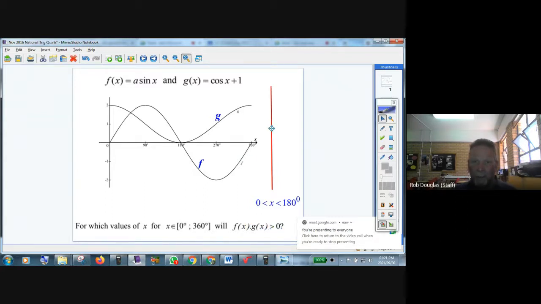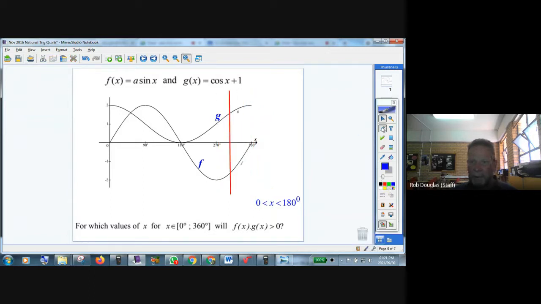Well, what we do is we take a vertical line here. Now, if we stop right here, you see G is a positive number, and F is a negative number. If I multiplied a positive times a negative, it wouldn't be greater than 0. So if G and F are on opposite sides of the x-axis like this, they won't multiply to be greater than 0. So if they're on the opposite sides of the line, it doesn't work.